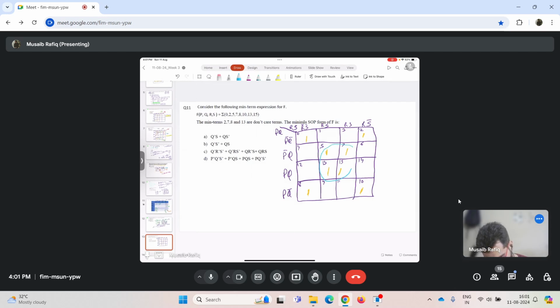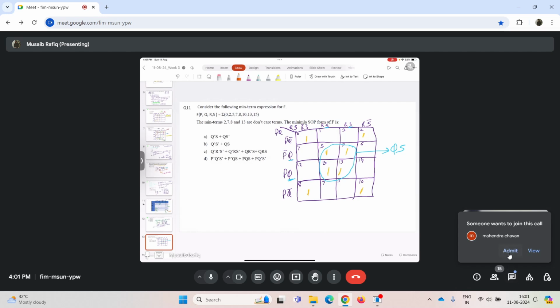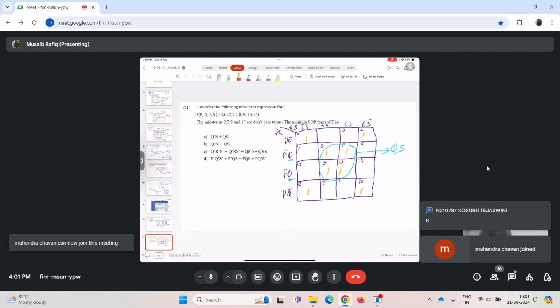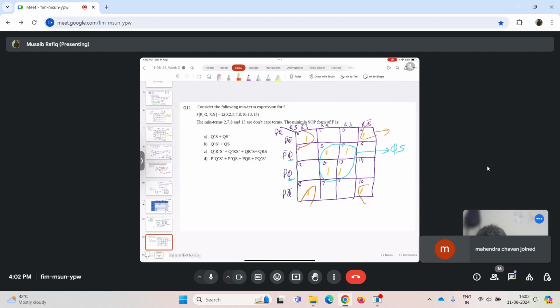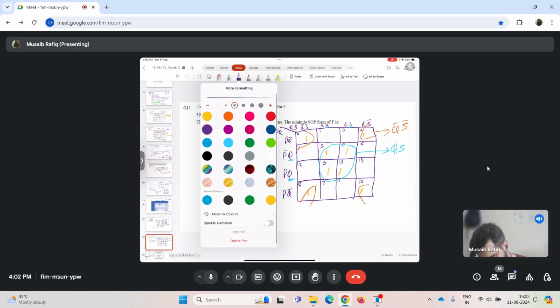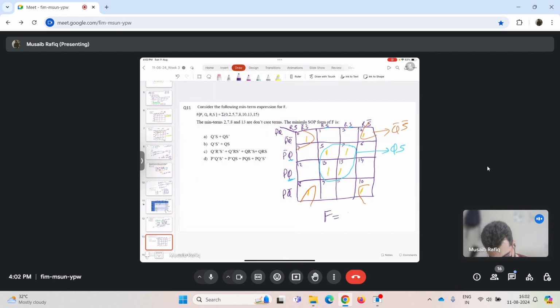So here we have this quad whose contribution will be Q because Q is not changing, and S because S is not changing. Then we will construct another quad like this, the corner terms, and the contribution from this is Q bar S bar. So my final function in minimized form will be Q bar S bar plus QS. As rightly written out by some of you, it's option B. That is the correct answer.